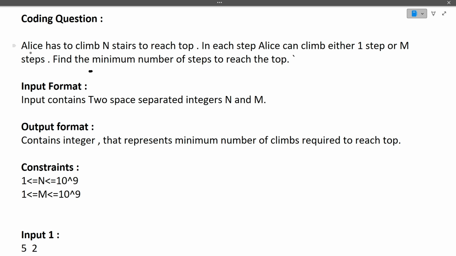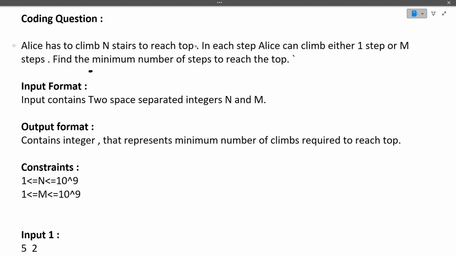So the question here is, Alice has to climb n stairs to reach the top. Alice has to climb n stairs. In each step, Alice can climb either one step or m steps. Find the minimum number of steps to reach the top of the stairs.